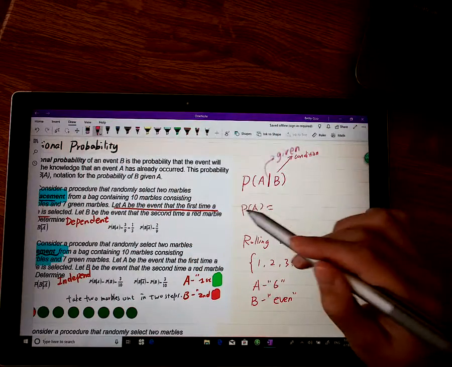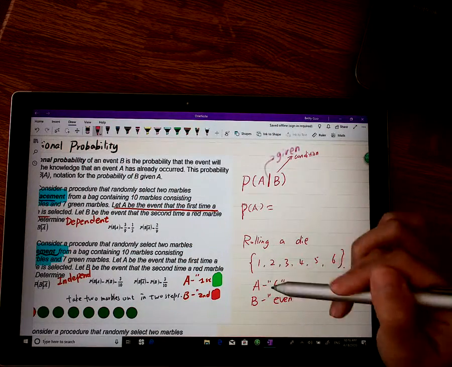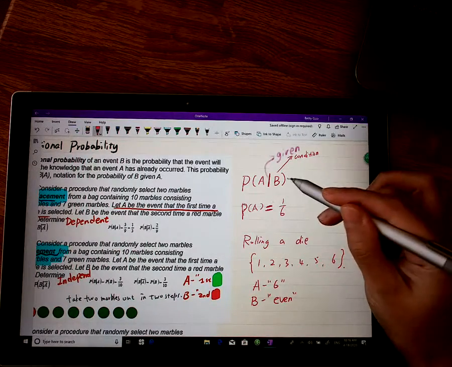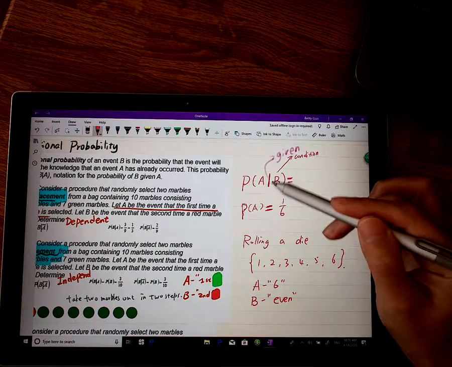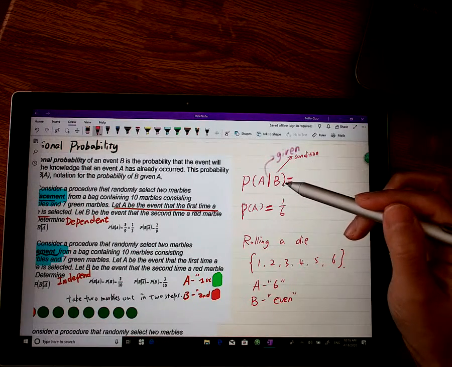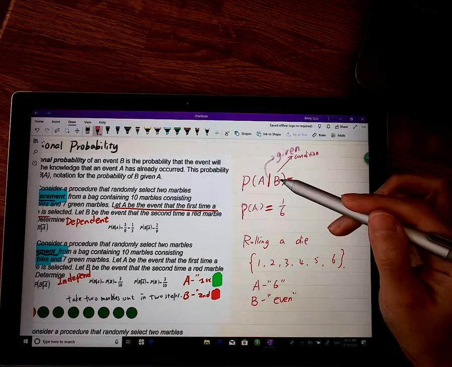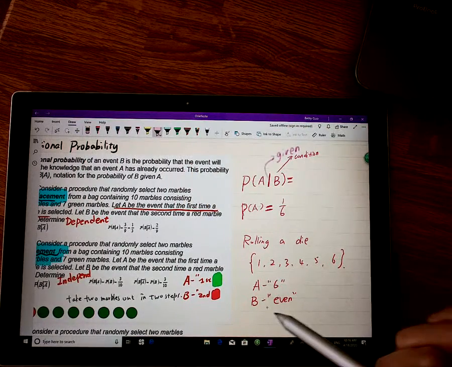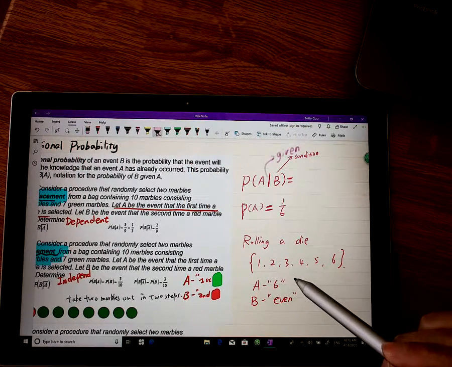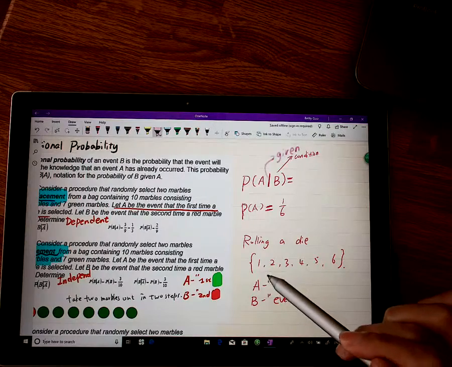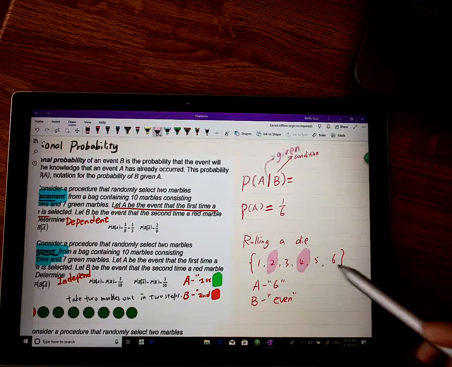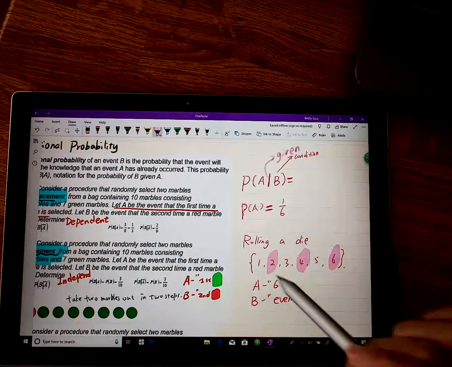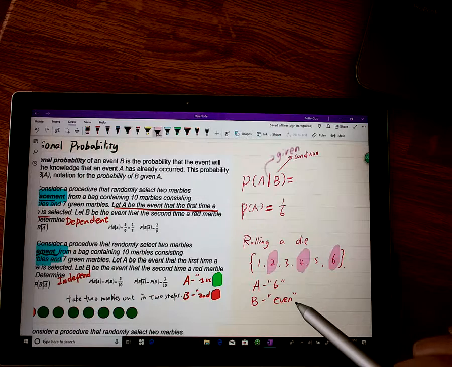Let's see. P of A, what's the probability of getting a number 6 if you roll a die? We know that is 1 over 6, right? And let's consider P of A given B, the conditional probability. We know that B has already occurred, which means you already know the number from the die is an even number. Then would you consider 1, 3, and 5? Of course you wouldn't, right? Because 1, 3, 5 are not even numbers.